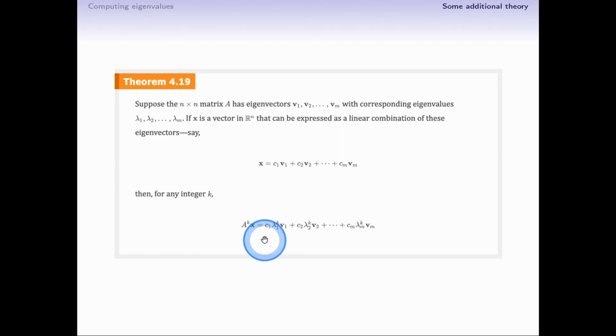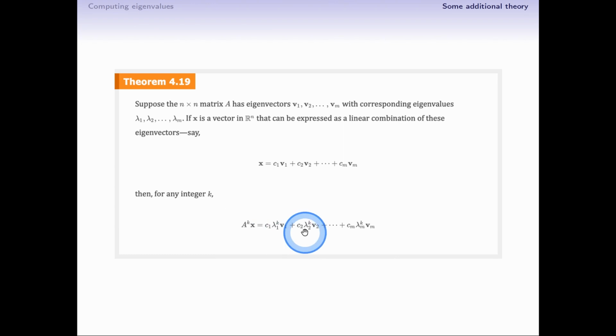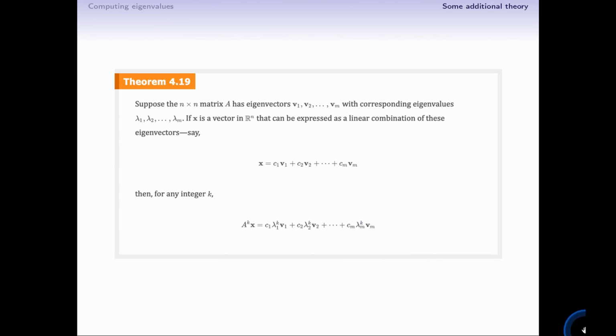then for any integer k, the kth power of the matrix A applied to the vector x can be written as a linear combination of the vectors v1 through vm, now with coefficients c1 times lambda sub 1 to the k, c2 times lambda sub 2 to the k, on out to c sub m lambda sub m to the power of k. And this is exactly what we saw in the result of our previous problem.